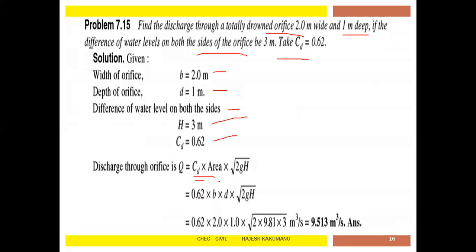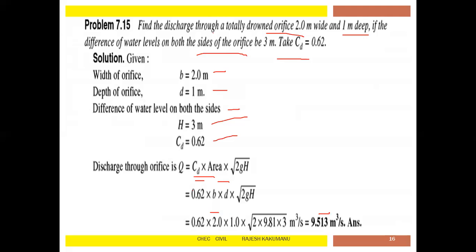Area is equal to length into breadth, into root 2gH. So we have B equal to 2, D equal to 1, root 2 into g into H, with H equal to 3 meters. Simply and directly we got the value 9.153 meter cube per second. So this is another way of considering the problem.